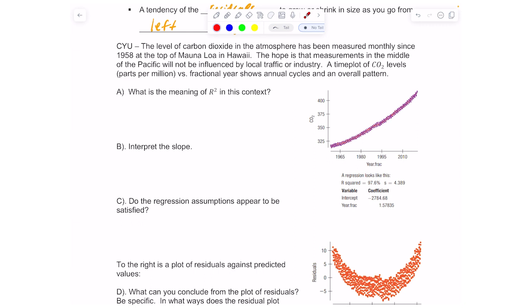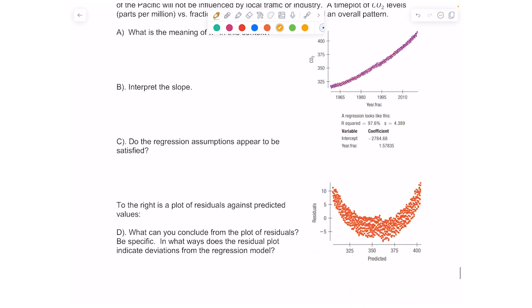First of all, what I want to point out to you all is here you have your graph of the fractional year and then the carbon dioxide levels. You also have regression output. So this came from some statistical software package, okay? If you're given this output and you need to find a regression model, you need to look in this section right here.